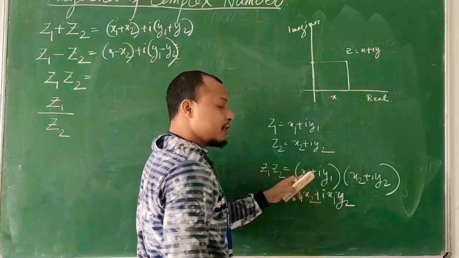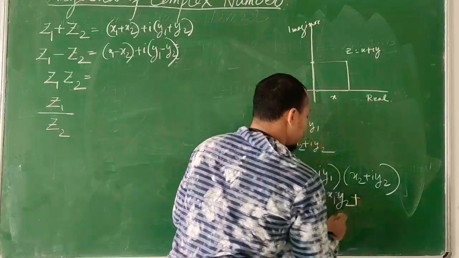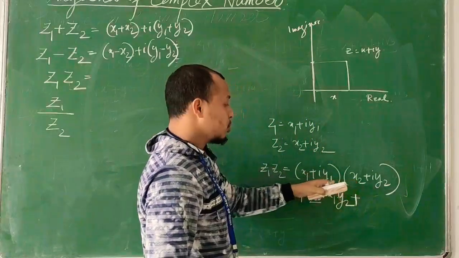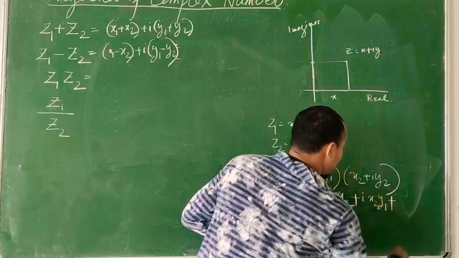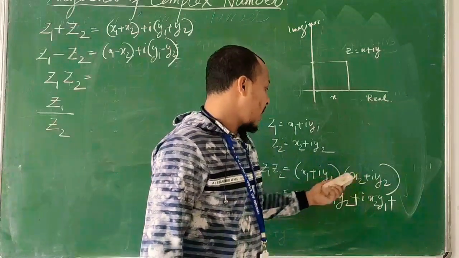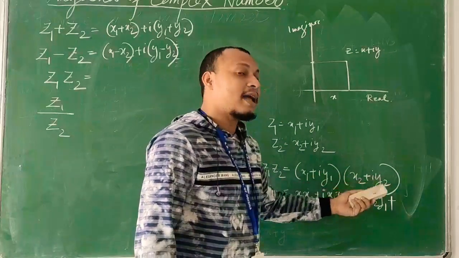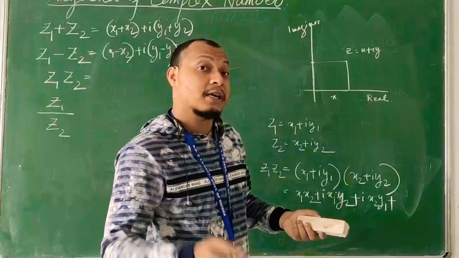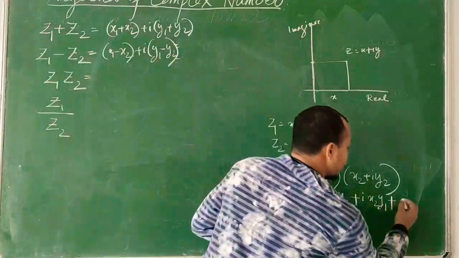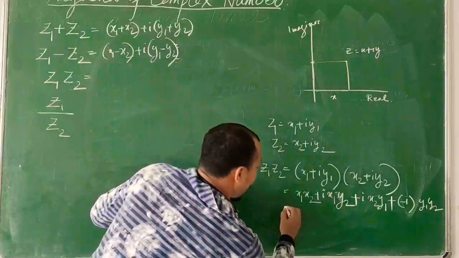Now we are done with the first term. Now go for the second term. Plus i into y1 into x2, so i x2 y1, plus now i y1 into i y2. So what is i into i? i into i is nothing but i square. i square is what? Minus 1. We studied this in the first class. So this is minus y1 y2.